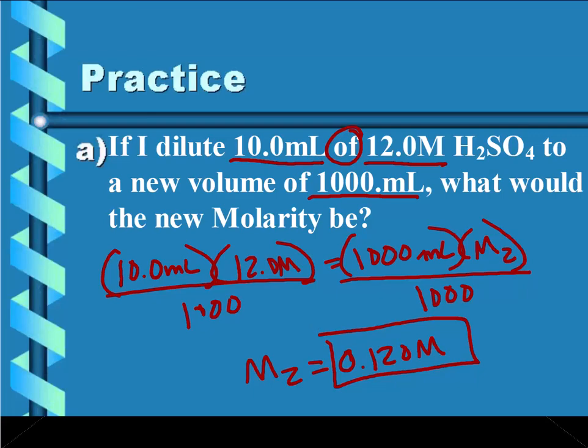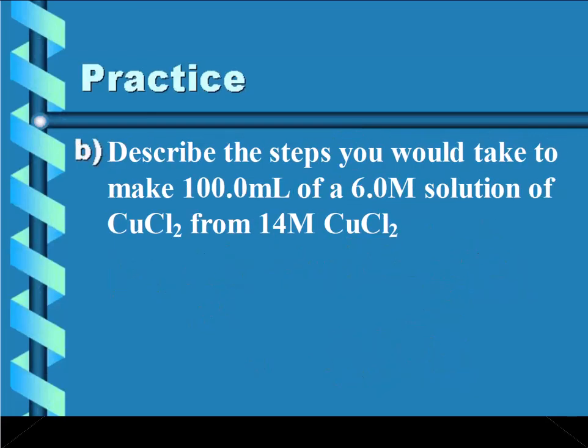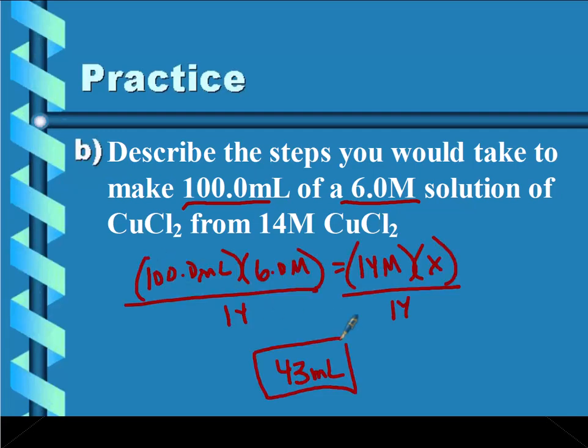Besides solving dilution problems, you also need to be able to explain the steps. In this problem, make sure that you're writing small enough that you can write the steps that you would use to dilute 14 molar copper chloride to 100 milliliters of a 6 molar solution. I'm going to pause the video and calculate how much of that 14 molar copper chloride you would need to make this solution. So for step 1, we would need 43 mL. And again, the 43 mL is X, which is with 14 molar.